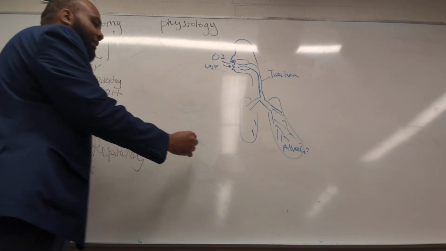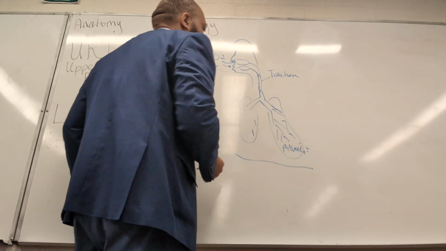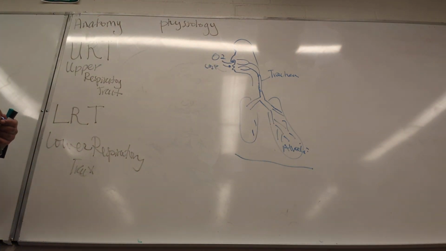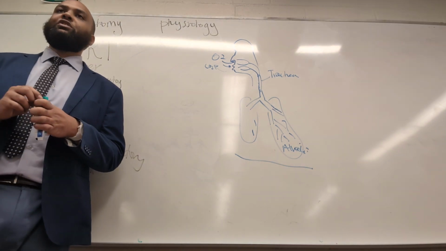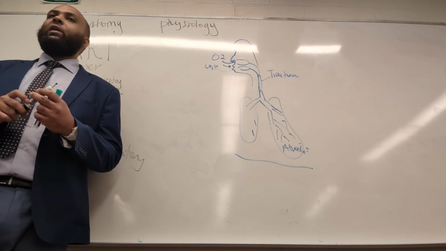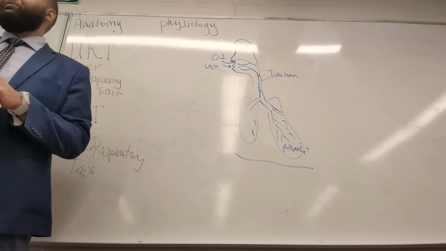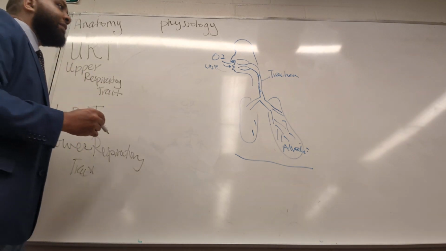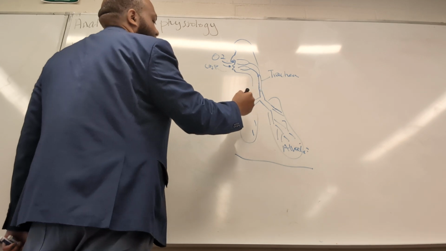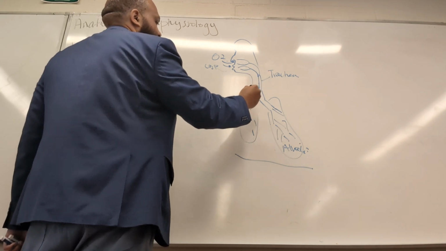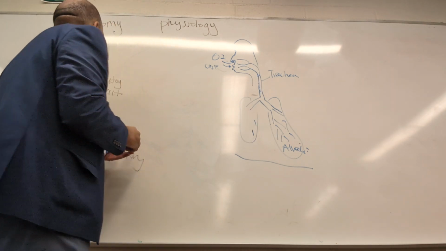And then you have the diaphragm here. So your upper respiratory tract, that's when they say you have an upper respiratory tract infection. What happens when you have an upper respiratory tract infection? You have an infection from here up to your trachea. That is the upper respiratory tract.